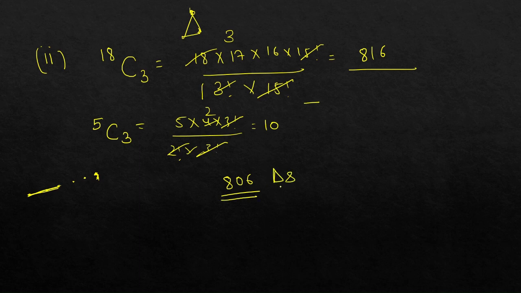So we'll have 806 triangles that can be formed from these 18 many points, out of which 5 points are collinear or they lie on the same line, or a line can be passed through all these 5 points.